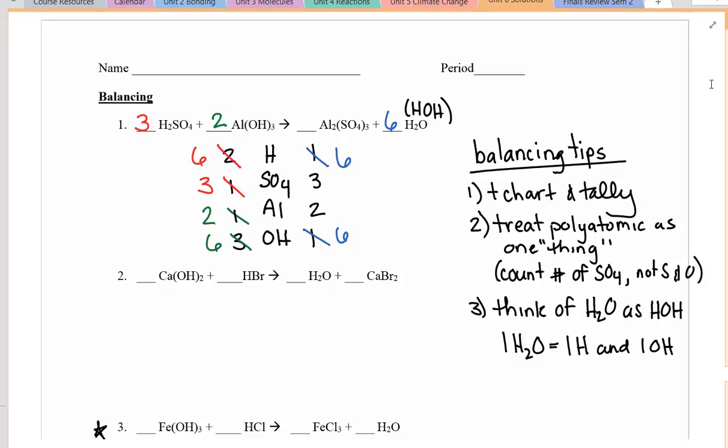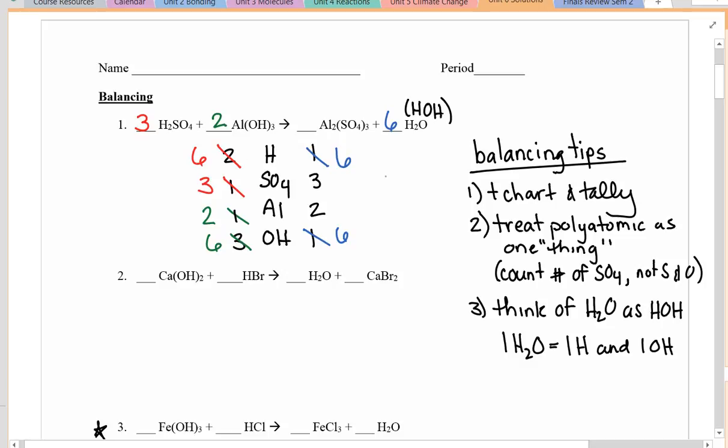One is to remember our strategy where we make a T-chart, like I am showing up here in problem number 1, and tally. So first step, make a T-chart, count how many of each thing you have on each side. Like I've got 2 hydrogens on the left, I've got 1 hydrogen on the right.